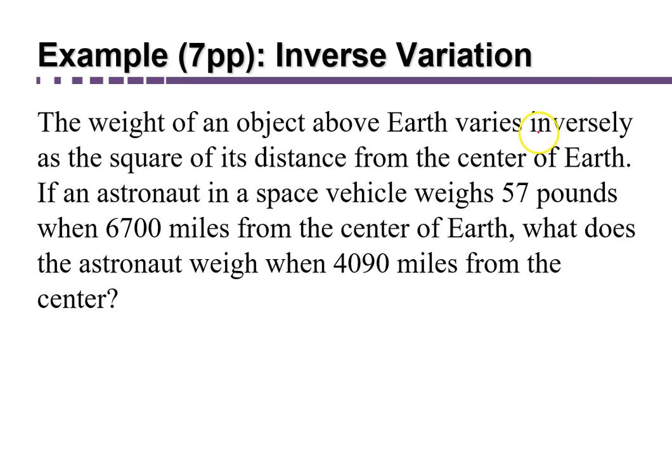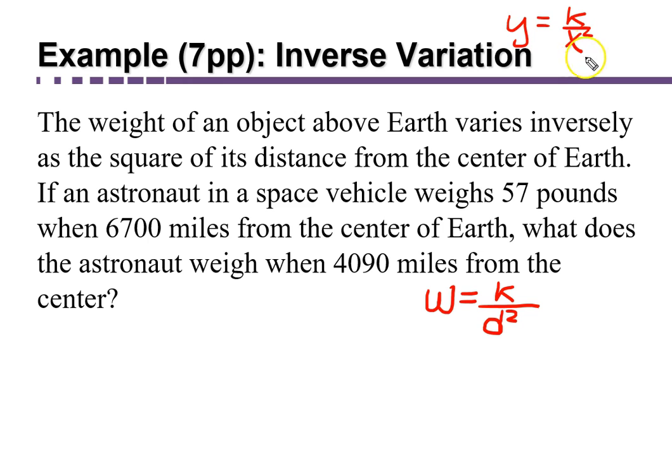Now, example 7. Here they talk about inverse variation. The weight of an object above Earth varies inversely as the square of its distance from the center of the Earth. Now, to write this formula, let's just do that up here. We have the weight, instead of y equals k over x, and then this is going to be x squared here. We're going to write this: weight of a person equals k that we don't know, over the distance from the center of the Earth, that's squared.